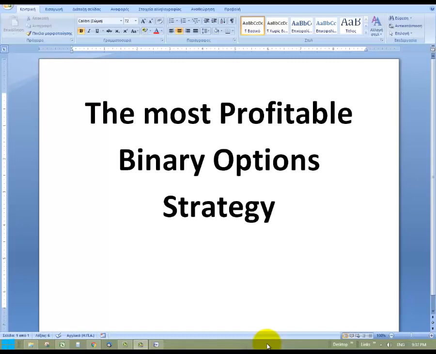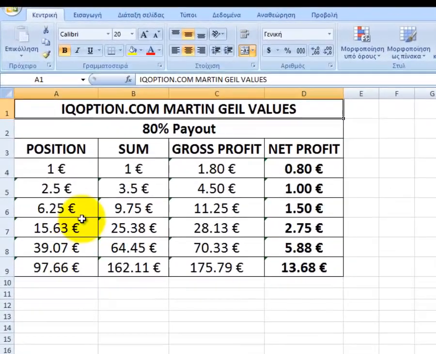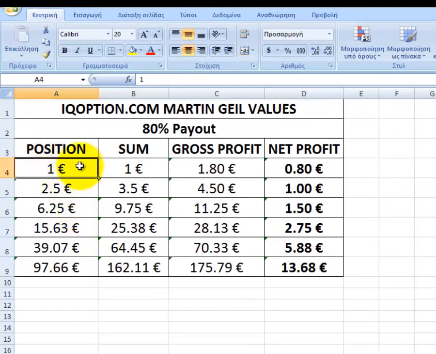The overall idea is when we lose our first position to open a second position multiplying the initial investment by 2.5. What we mean by that? For example, we open a position and invest €1. If we lose the first position, then we open a second position multiplying the first investment, the €1, by 2.5. So in this case we will invest in the second position €2.5.